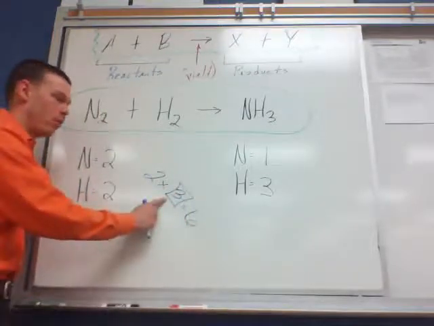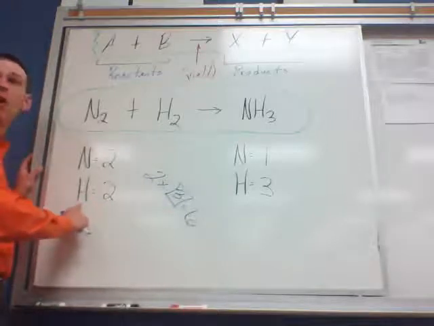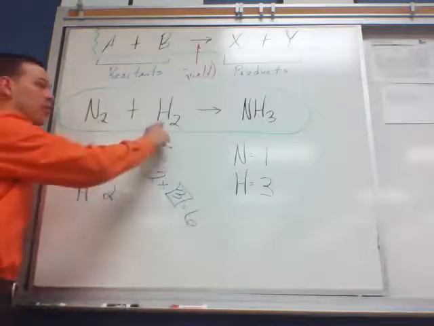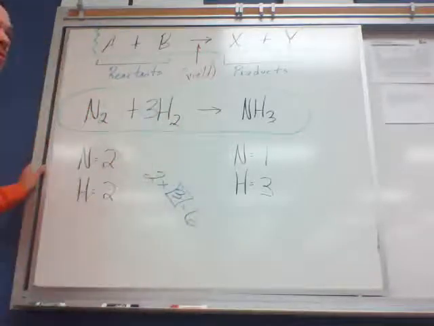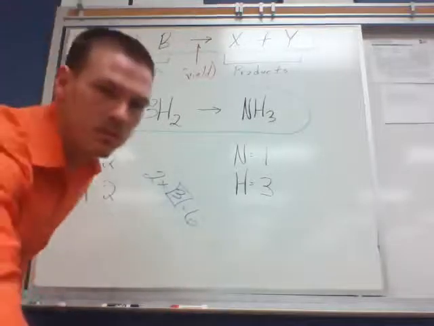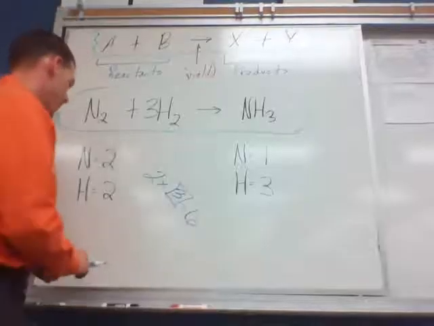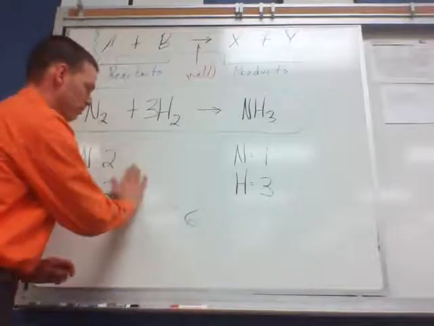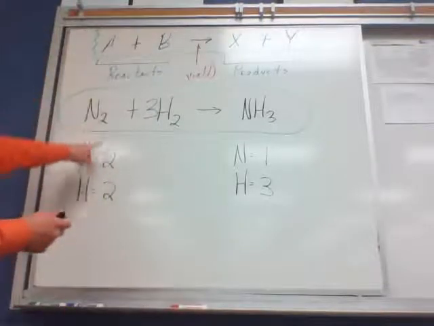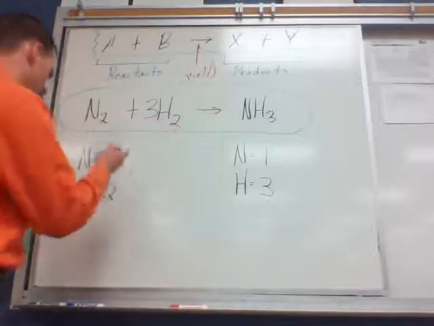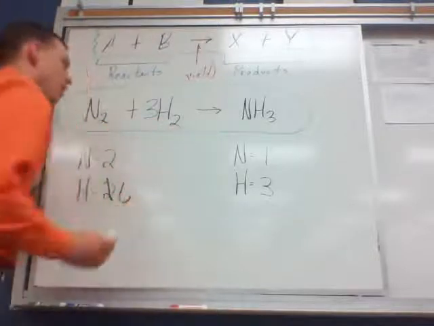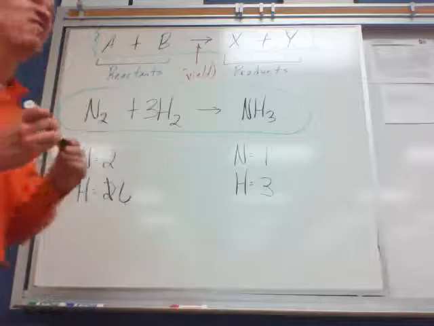I want that 3 to affect the reactant hydrogen. The reactant hydrogen is located right there. Now, let's see what that changed. It didn't affect my nitrogen. That'll still be 2. 3 times 2 is 6 hydrogens. And that's all that's happened. Now let's finish our thought.